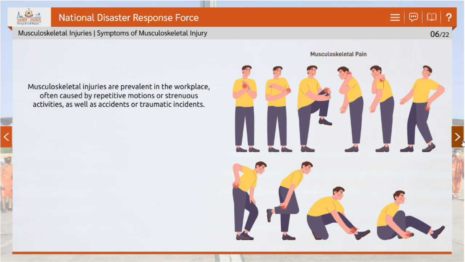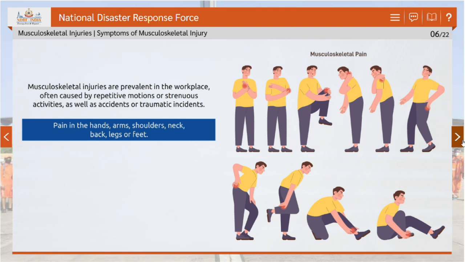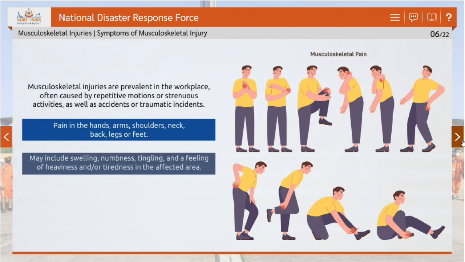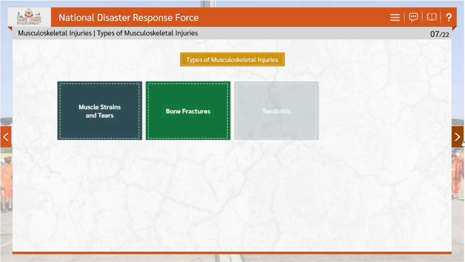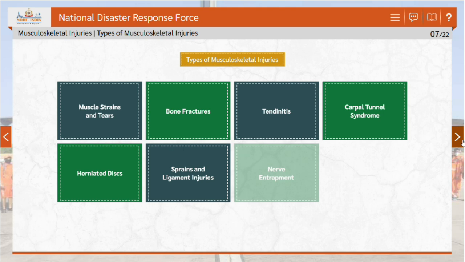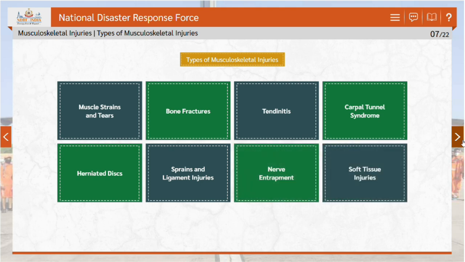The symptoms of a musculoskeletal injury include pain in the hands, arms, shoulders, neck, back, legs, or feet. May include swelling, numbness, tingling, and a feeling of heaviness and/or tiredness in the affected area. Some may experience multiple symptoms due to more than one injury. Musculoskeletal injuries involve damage of muscles, bones, tendons, blood vessels, nerves, and other soft tissues. Treatments vary and can produce different results.